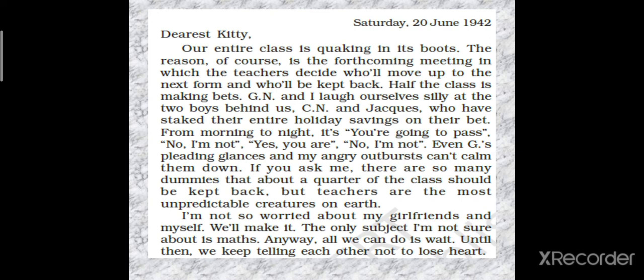So Annie was saying, in case you ask me who should pass, then I would say a quarter of my class are dummies. They don't know anything. They should not be passed. But these teachers are unpredictable creatures. That means we cannot predict these teachers. They might pass everybody or they might fail everybody. So we don't know what is going to happen.